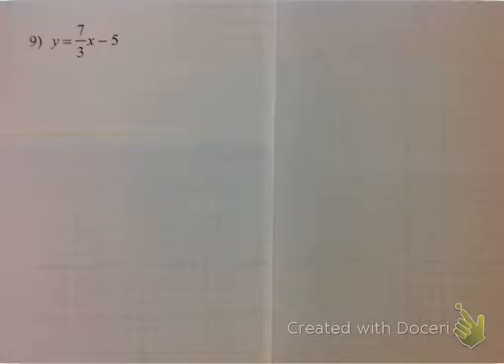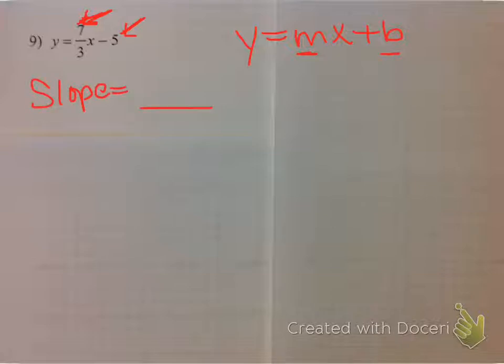For this one, we have the equation written in point-slope form. I'm sorry, in slope-intercept form. And the reason is because this is the slope right here. This is the slope. And this is the y-intercept. That's what this is called, mx plus b, slope-intercept form. So just write slope equals and write the slope, and then you're done.